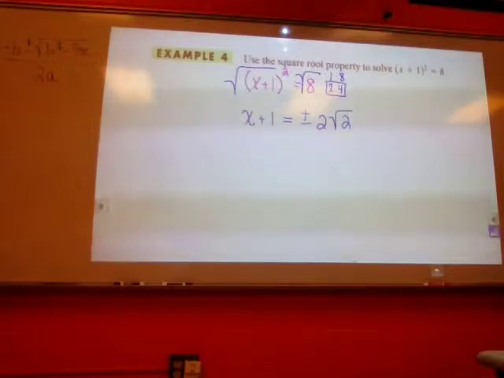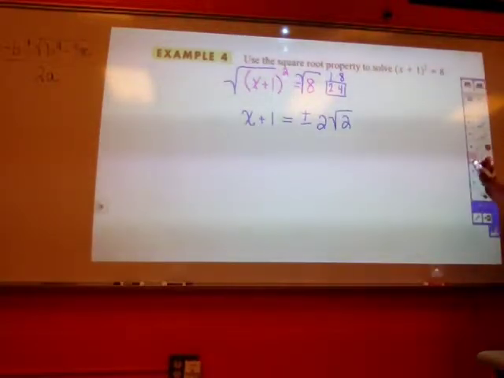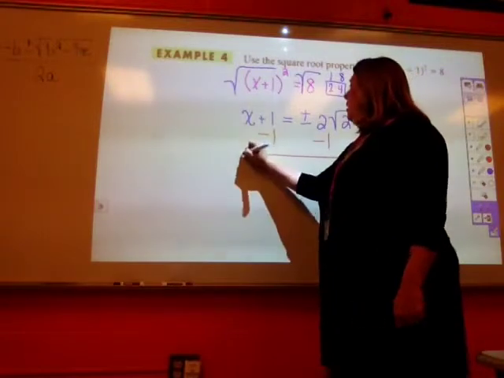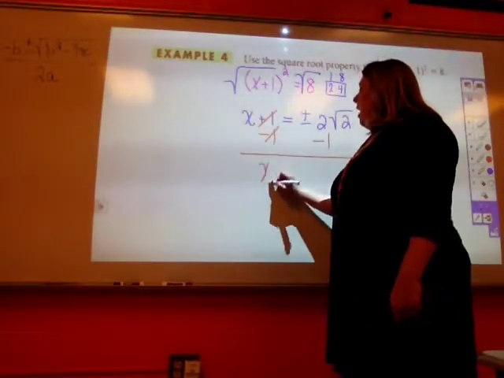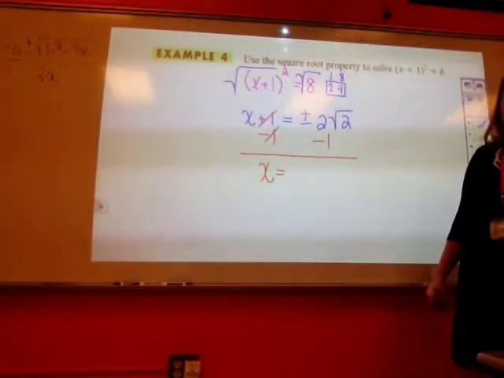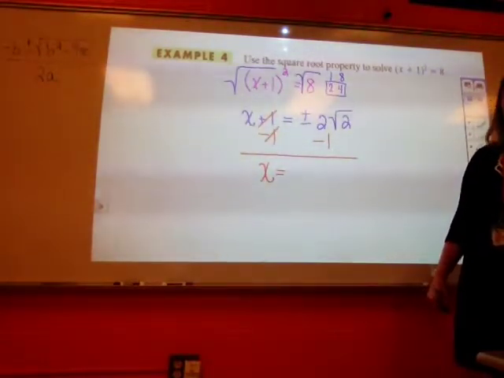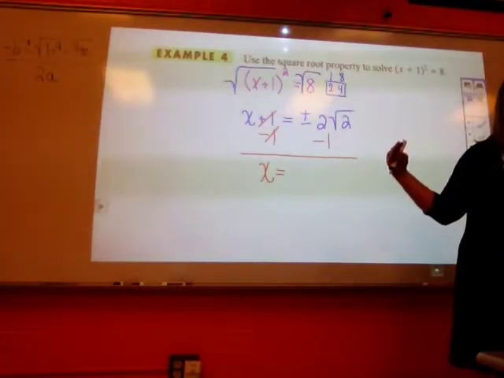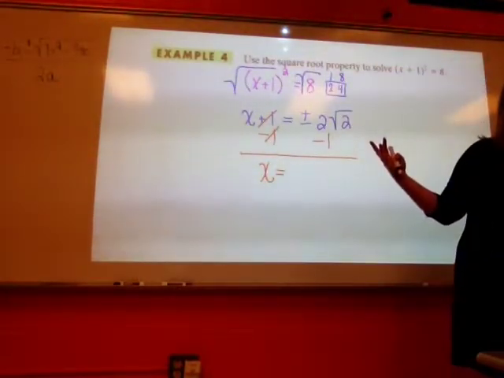Now what are we going to do? We're going to subtract 1. Okay? So now we're going to subtract 1. Those are going to cancel. And x equals. Can I do anything with that? Like, can I combine? Can I split into 2 problems? Not really. I'm not going to get an answer.